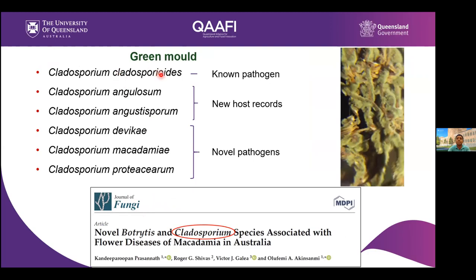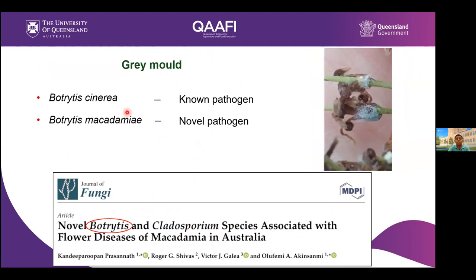Similarly, several species of Cladosporium, including one known pathogen, two new host records and three novel pathogens, cause green mold disease of macadamia. And the gray mold is caused by the already known pathogen Botrytis cinerea. In addition to Botrytis cinerea, we found that Botrytis macadamiae, a novel pathogen, also causes the gray mold. All the novel species of Cladosporium and Botrytis have been characterized and published in another article in the Journal of Fungi.